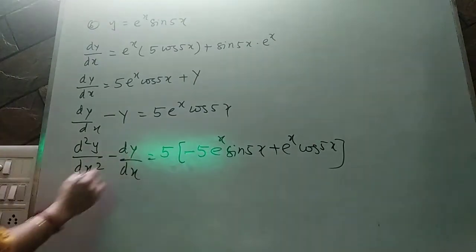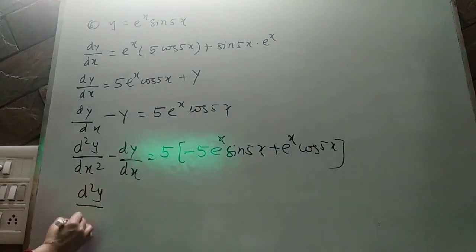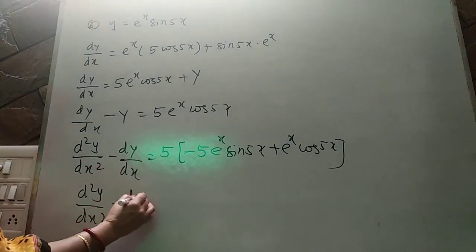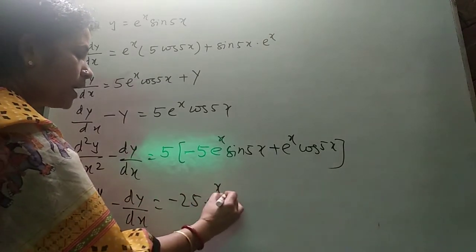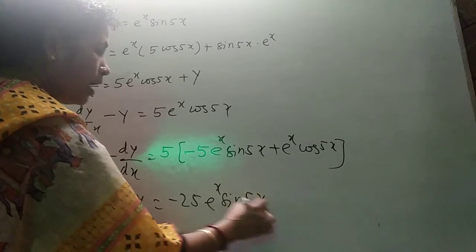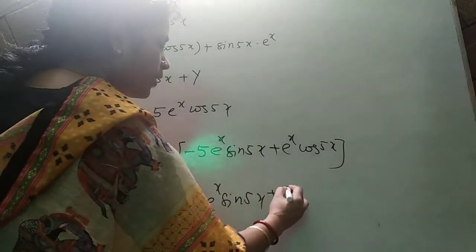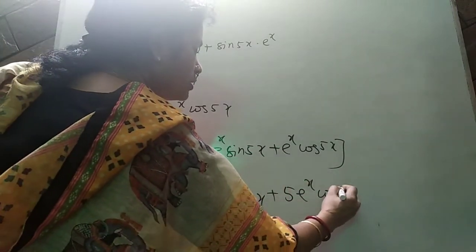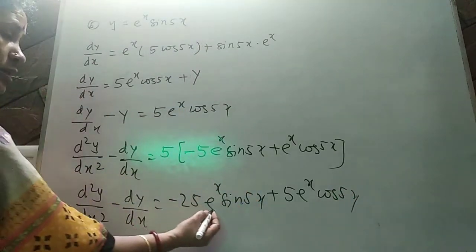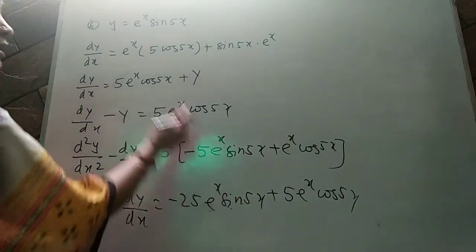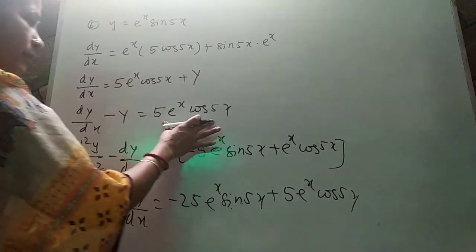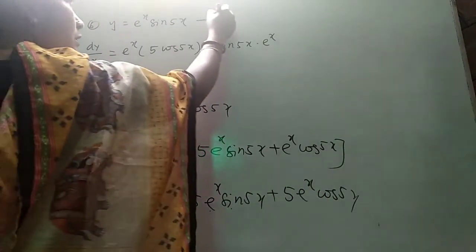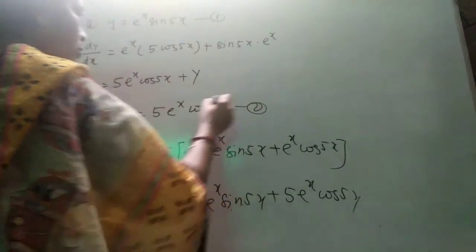Now listen, if I open this bracket, d square y by dx square minus dy by dx is equal to minus 25 e power x into sin 5x, and then plus 5 into e power x into cos 5x. Now this e power x sin 5x is y, and 5 e power x into cos 5x is dy by dx. This is equation number 1, this is equation number 2.